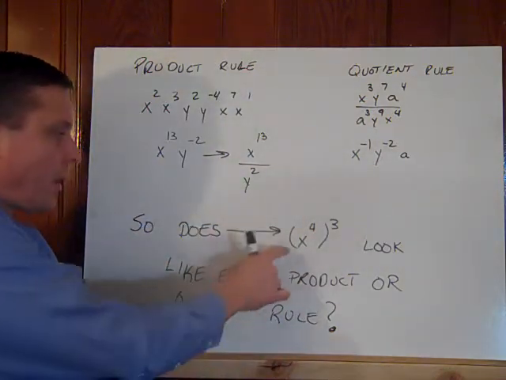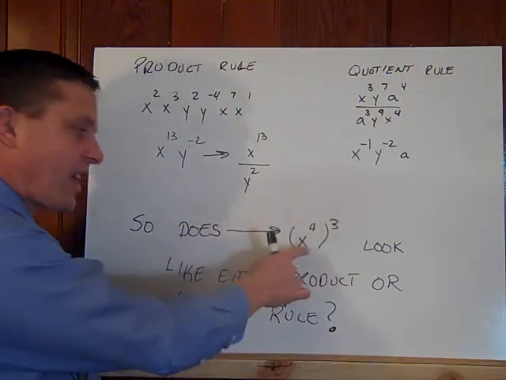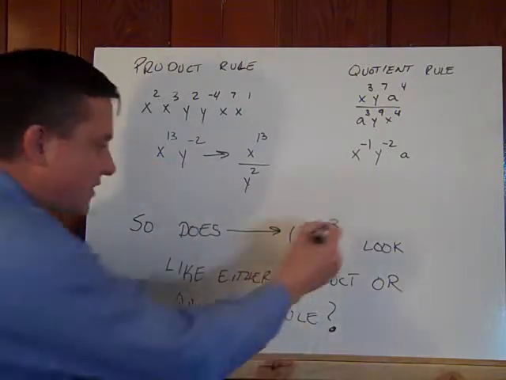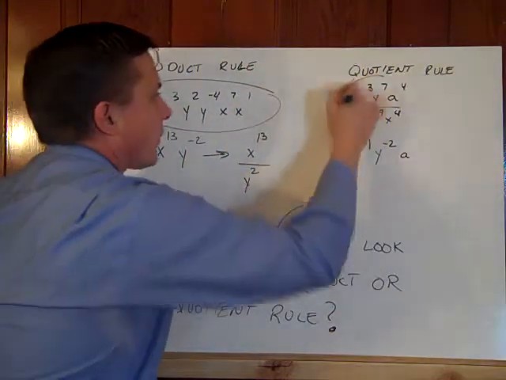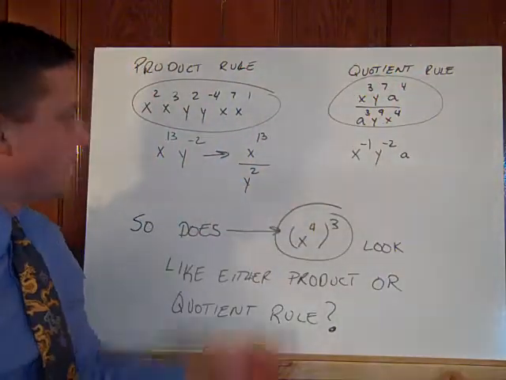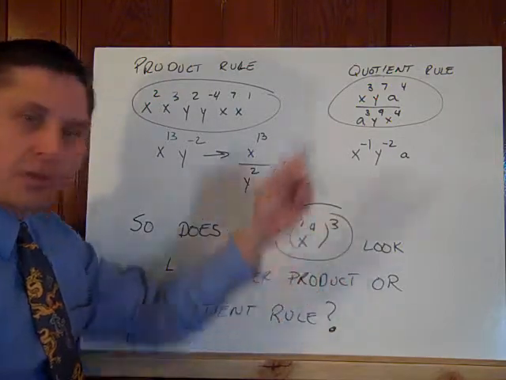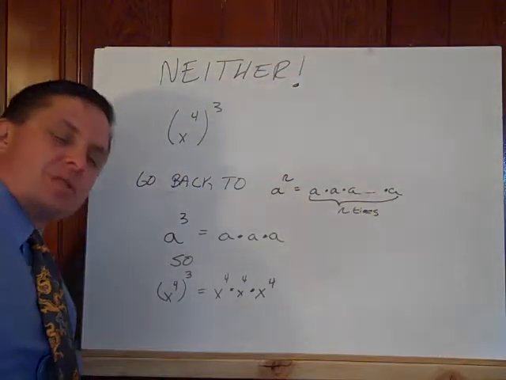So the question is, x to the 4th raised to the 3rd. Does that look like either the product rule or the quotient rule? So does this thing right here look like this or this? Well, obviously it's not a quotient. But I would argue it doesn't look like the product either. It has two exponents and only one variable. So neither is the right answer.